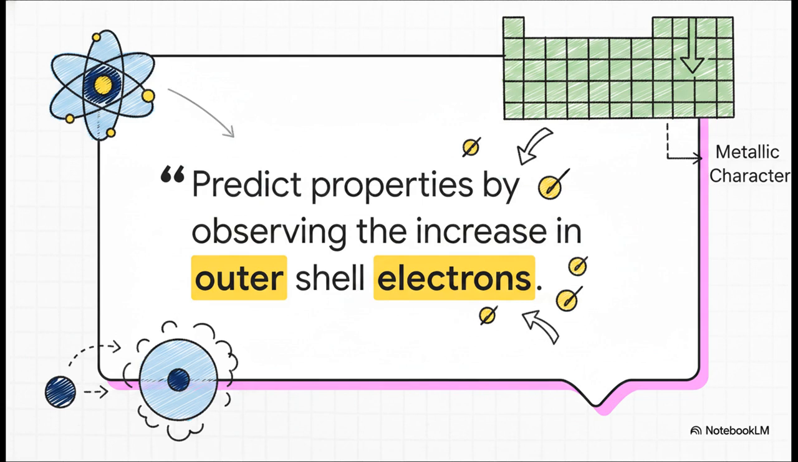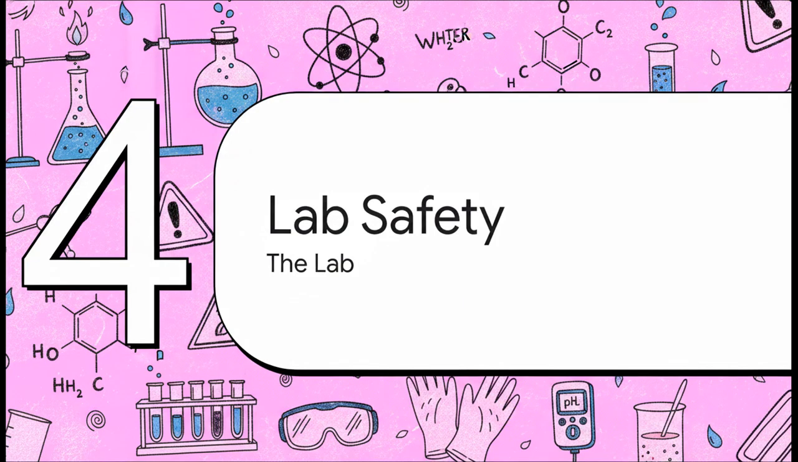For instance, metallic character increases as you move down a group. Why? Because those outer shell electrons are getting further away from the nucleus, making them so much easier to lose. It's all about recognizing that trend. Let's pivot to Module 4, Lab Safety and Practicals.